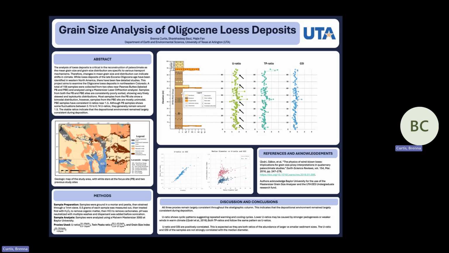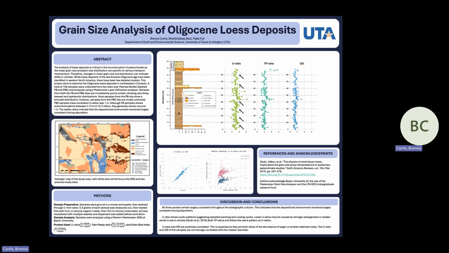As you can see over here, the U ratio, TP ratio, or Twin Peaks ratio, and the GSI, or grain size index, all remain pretty largely consistent throughout the stratigraphic column. You can see this slight cyclic pattern. It's easiest to see in the U ratio. I've pointed them out with some arrows. This can suggest repeated warming and cooling cycles.